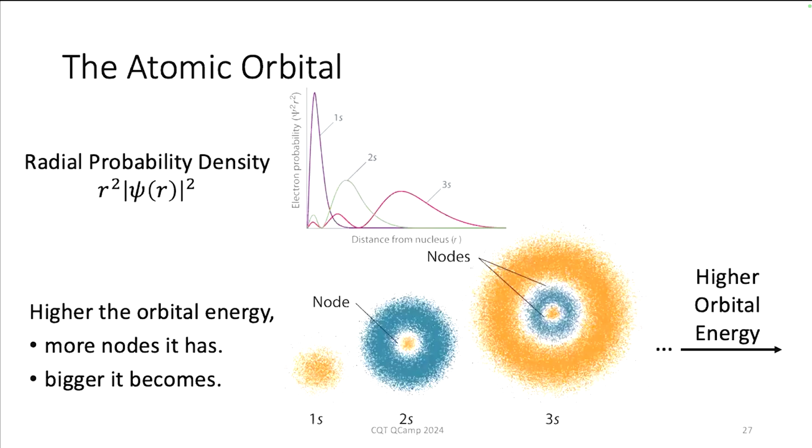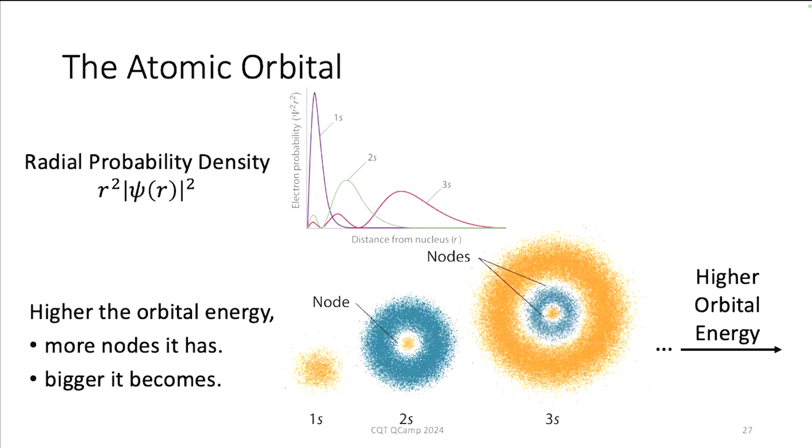So in general, if you pump in more and more energy, this is what you see, right? The orbitals get bigger, and then you see more and more nodes. Right? The higher the orbital energy, the more nodes it has, the bigger it becomes. Okay? So this is just a part of the atomic orbitals.